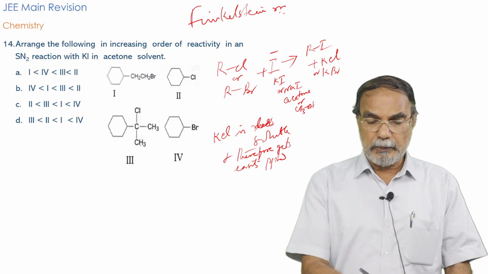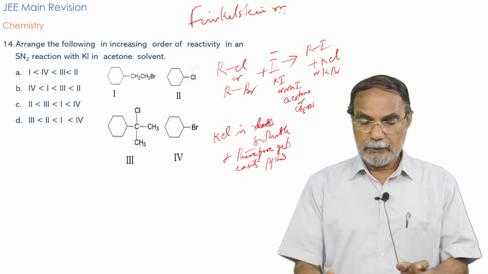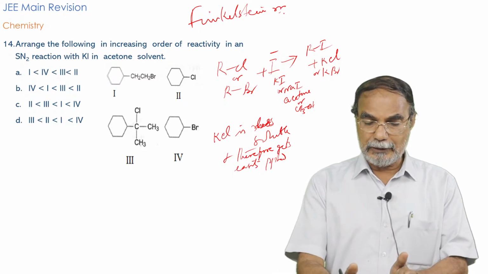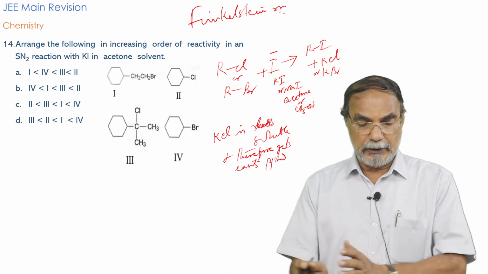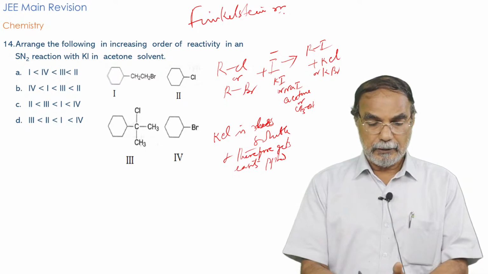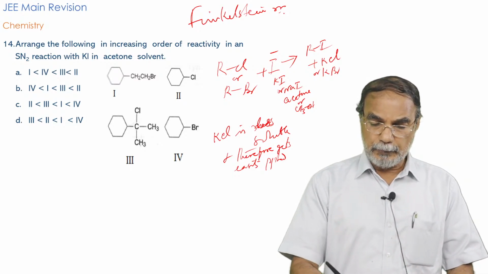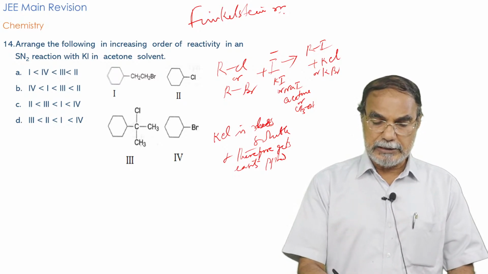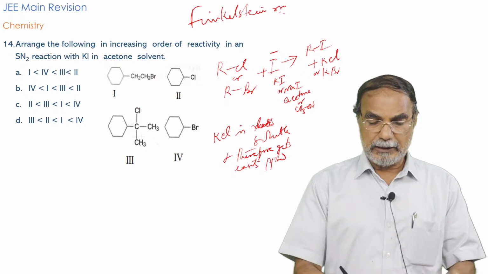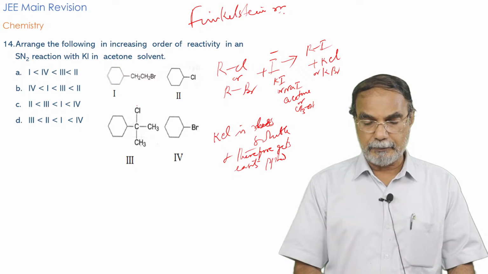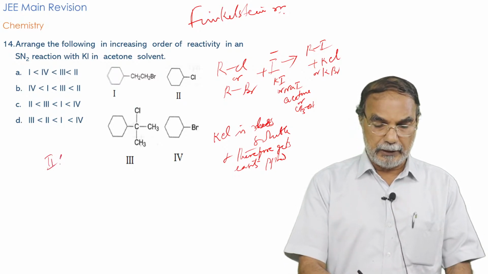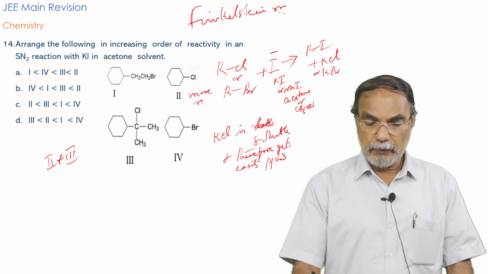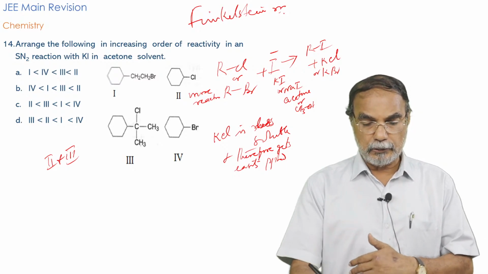So the correct choice will be the choice in which 2 and 3 are towards the end of the series and 1 and 4 are at the start of the series. And even when you compare 2 and 3, 2 is simply cyclohexyl chloride, whereas 3 is a tertiary, which is a rather crowded molecule, a sterically hindered chlorine atom. So obviously of these two compounds, it will be the compound 2 which is more reactive than 3, the two chloro compounds.